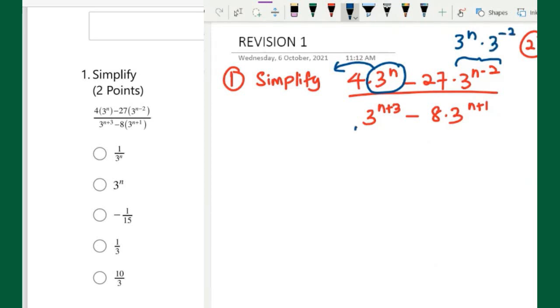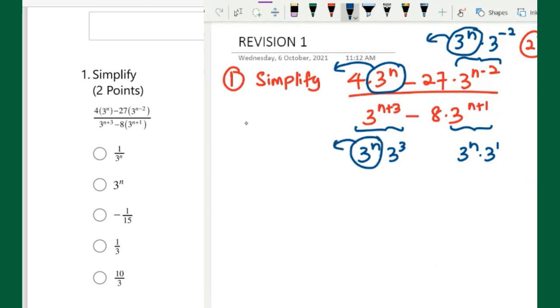Okay, ni pun sama. This is as 3 to the power of n times 3 to the power of 3, and as for this, it goes as 3 to the power of n times 3 to the power of 1. Okay, 1 tu tak tulis pun tak apa. Now kita dah nampak semuanya in the form of 3 to the power of n, so kita boleh faktor keluar dah masing-masing. Okay, 3 to the power of n. Okay, saya continue terus je daripada step ni.